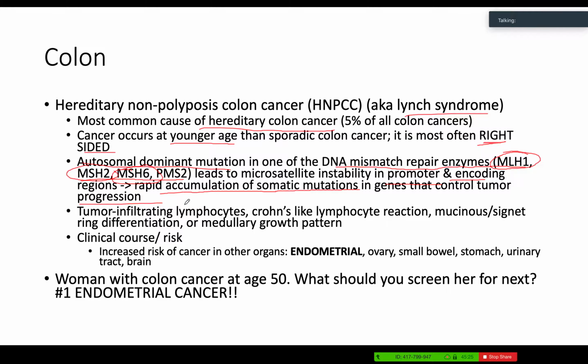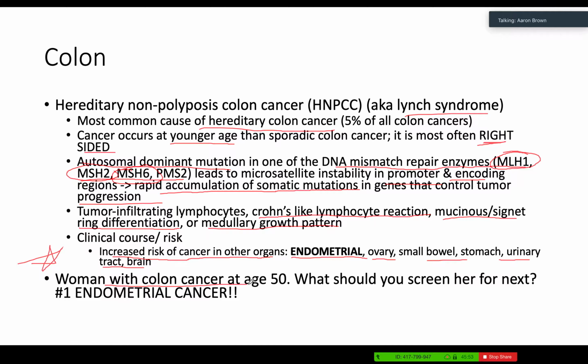Okay. And so here we'll see a Crohn's-like lymphocytic reaction with those crypt abscesses, mucinous signet cell differentiation, medullary growth pattern. And these patients also have an increased risk of other cancers. So endometrial cancer in females, ovary cancer. You can see small bowel, stomach, urinary tract, brain. This is really an important point.